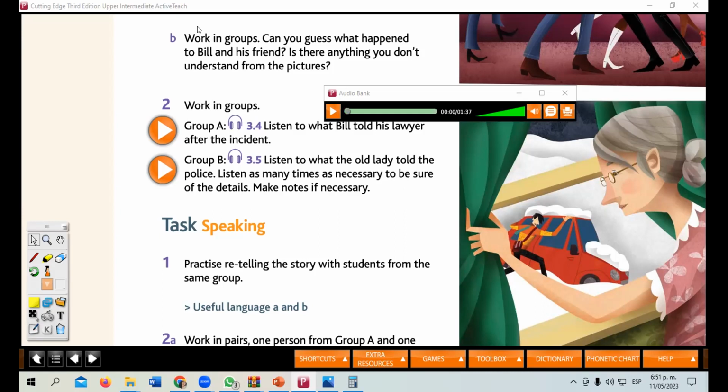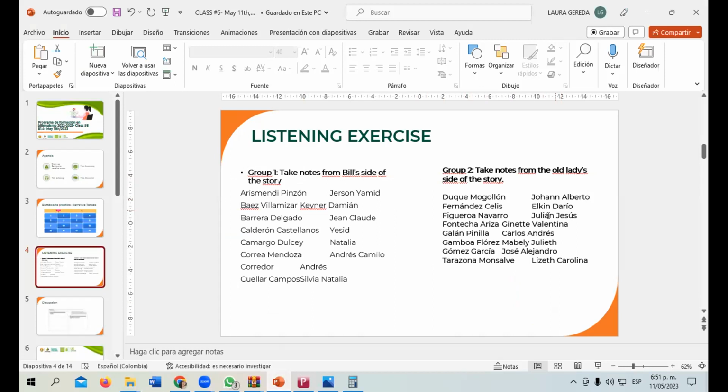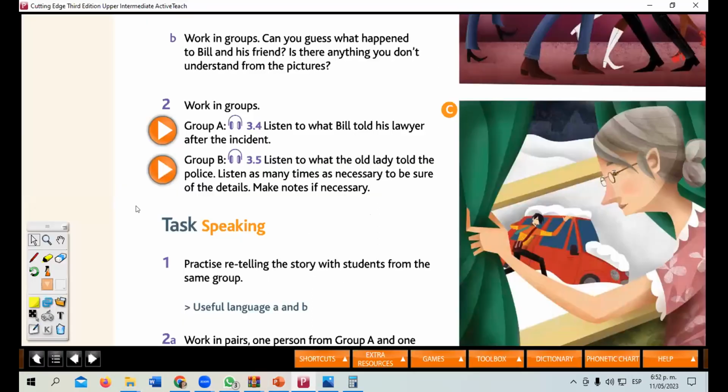All right, so that was for the first version of the story. Now, the other students, Johan, Elkin, Julian, Jeanette, Carlos, Mabel, Jose, and Lisette, you will need to pay attention to the second story. So we have the old lady version, okay? What she told the police. All right, let's start listening.